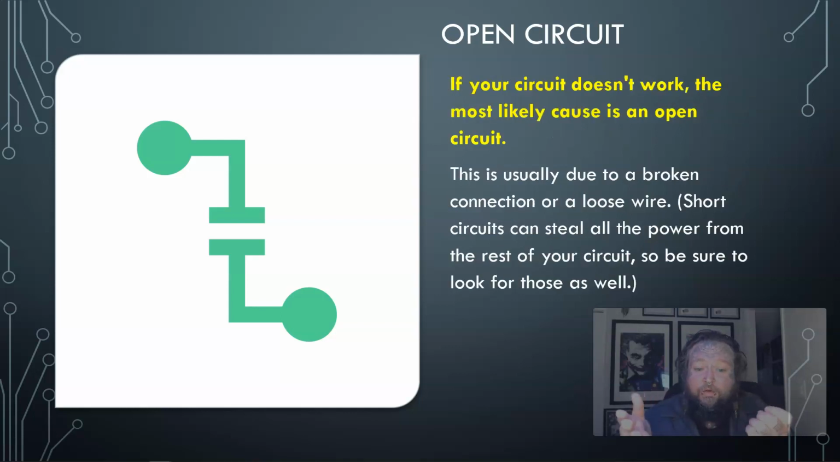So if your circuit doesn't work, the most likely cause is an open circuit. If you know your power source is fine, you have energy in the actual battery, everything else should be okay, and it's not working, well, then it means you don't have something connected up properly. And that's one first stage. Or maybe you have too much resistance or so forth.